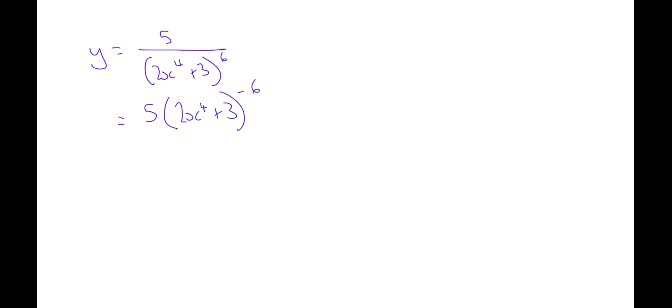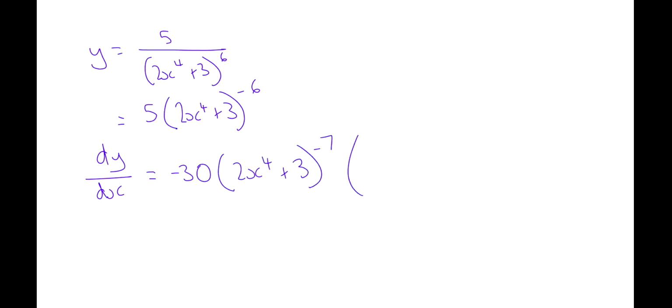Now I can do my derivative. Okay, so exactly what we just did. Bring the power down. So what do I get? -30, because it's -6 times 5. My brackets haven't changed. What's my new power? -7. And then what do I multiply by? Chain rule? 8x cubed. Good, because that is the differentiation of this.